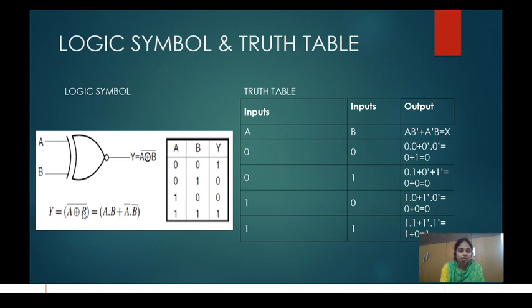So Y is equal to A XOR B whole complement. When you solve this complement by using some Boolean functions or Boolean formulae, you will get A into B plus A bar plus B bar.